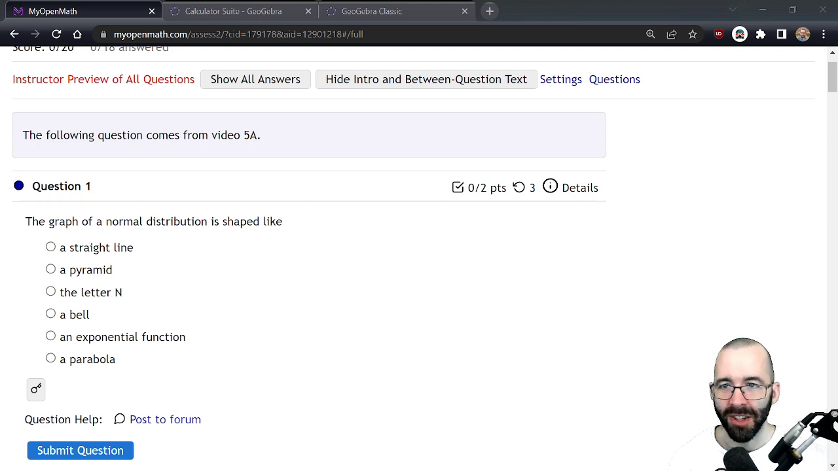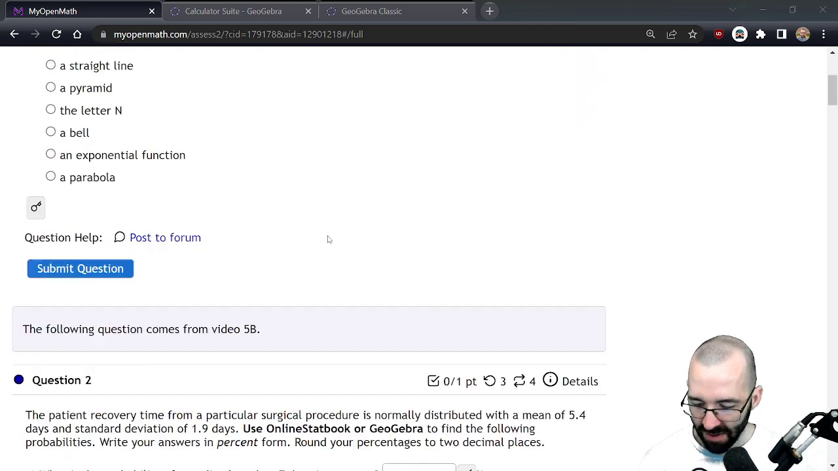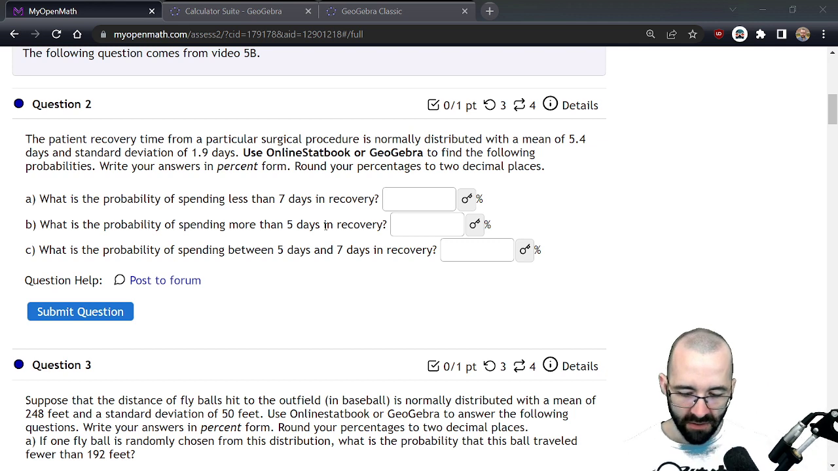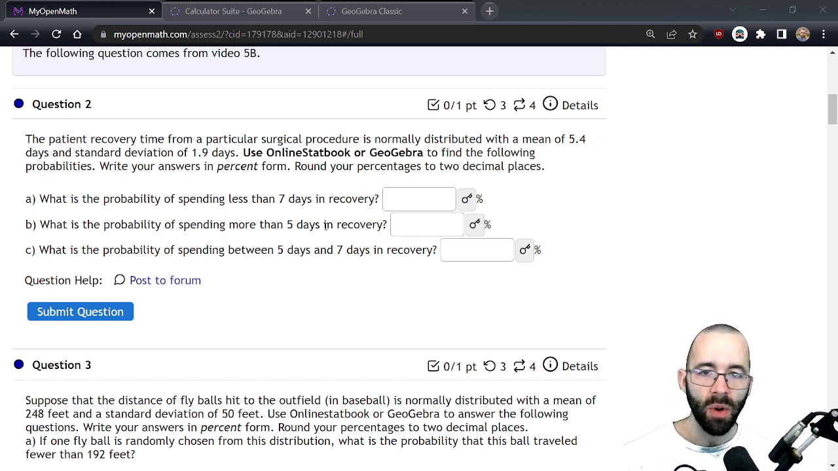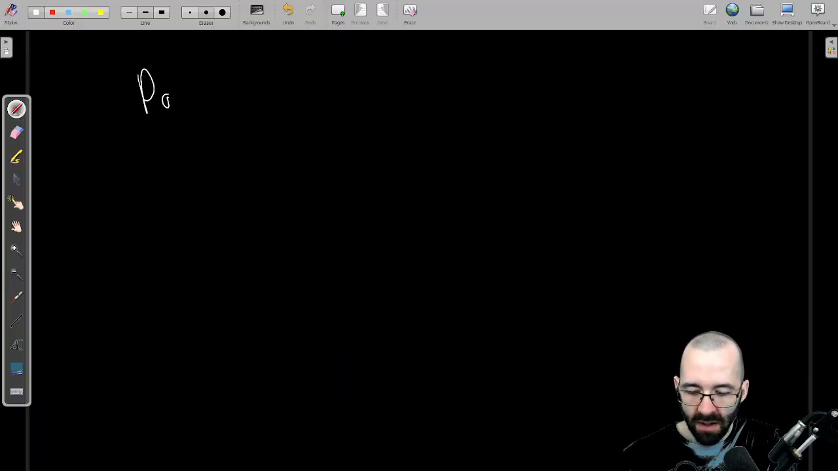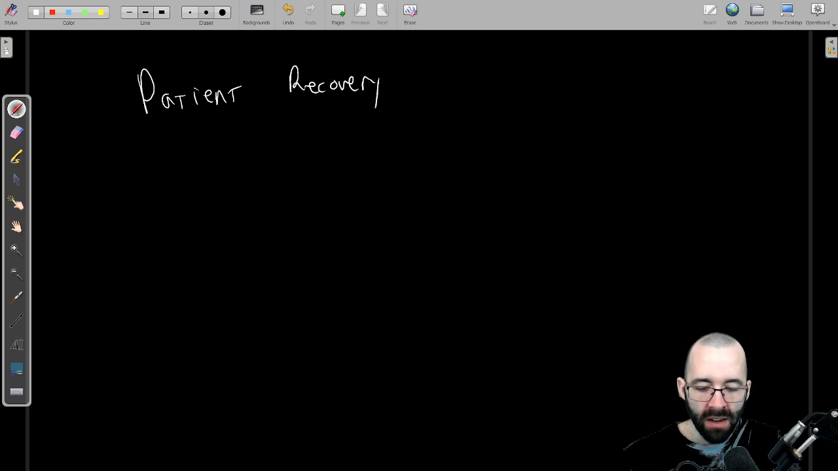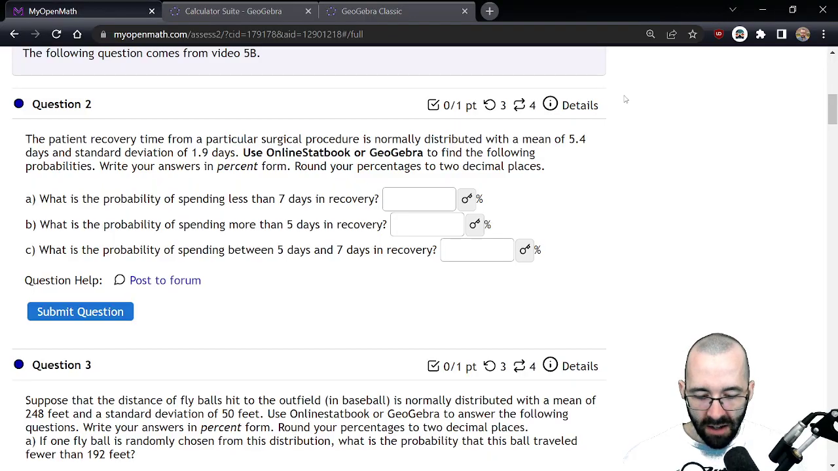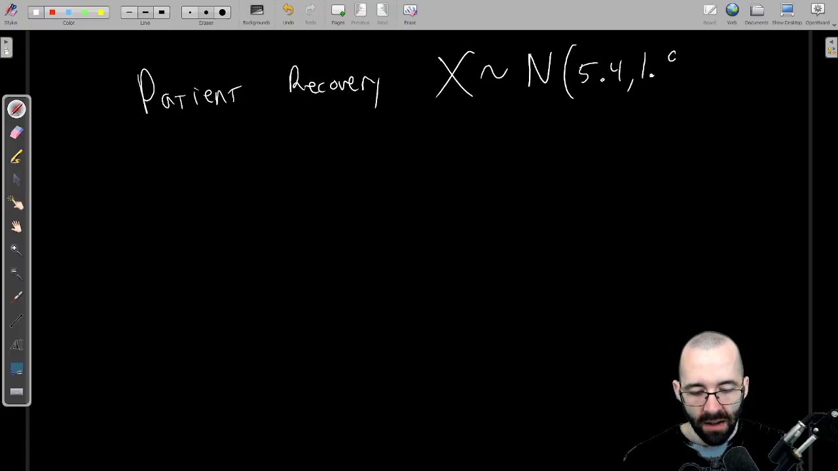Let's do homework for Unit 5. So we're going to start with question number 2. The patient recovery time from a particular surgical procedure is normally distributed with mean of 5.4 and standard deviation of 1.9. If this patient recovery time is a random variable, x, we could say x is normally distributed with mean of 5.4 and standard deviation of 1.9.